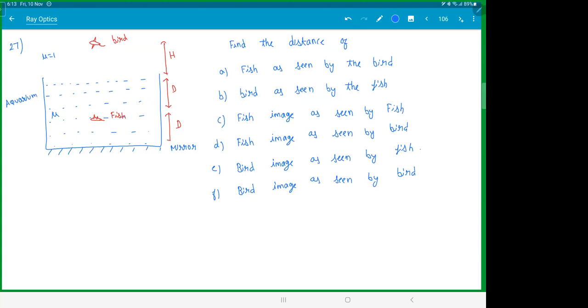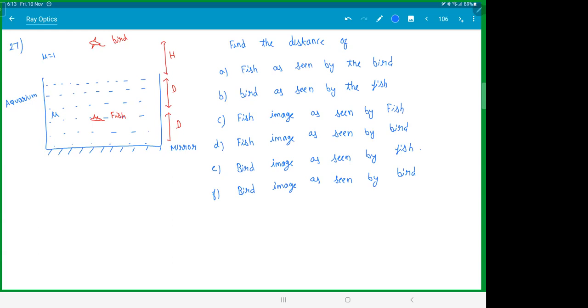Let's get this. Venkatesh, Mayuresh, cams on. D by mu. No. Let me show you one.